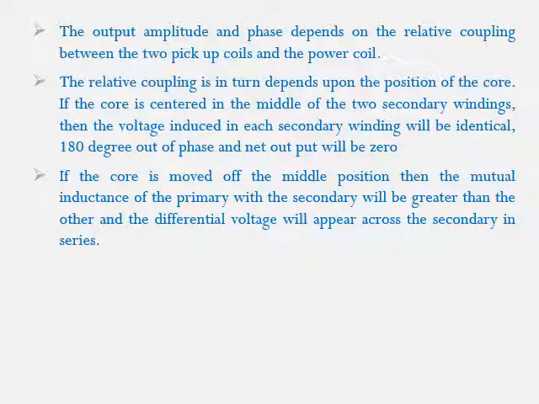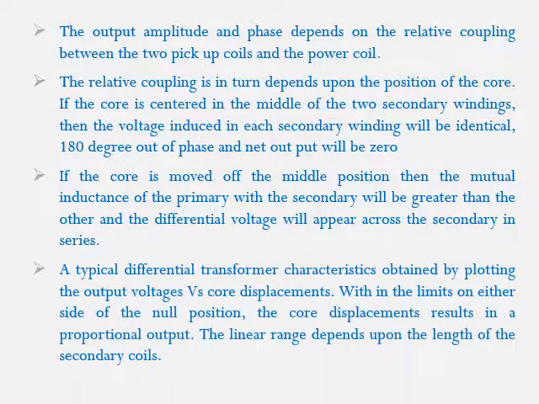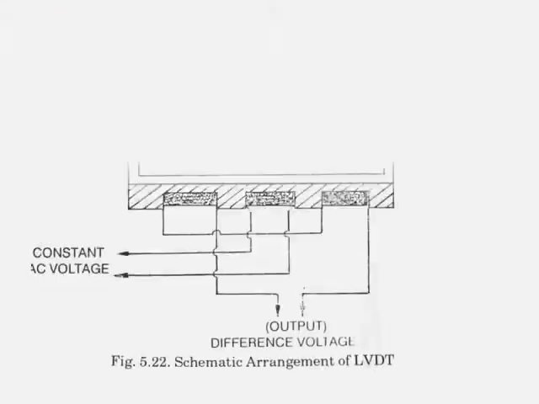If the core is moved off the middle position, then the mutual inductance of the primary with one secondary coil will be greater than the other, and a differential voltage will appear across the secondaries in series. A typical differential transformer characteristic is obtained by plotting the output voltage versus core displacement within the limits on either side of the null position. The core displacement results in a proportional output. The linear range depends on the length of the secondary coils.